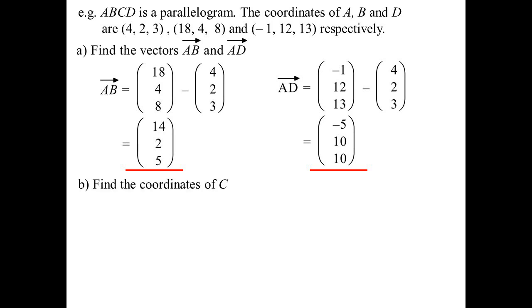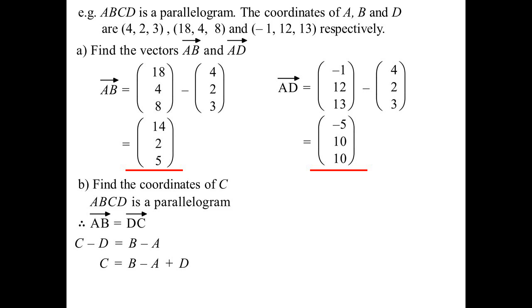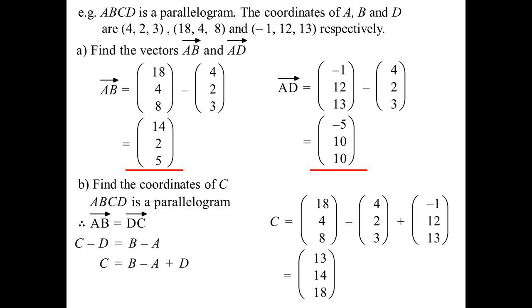Find the coordinates of C. Okay, so what do we know? It's a parallelogram. So I know opposite sides are equal and parallel. In other words, they are the same vector. So the vector AB is the same as the vector DC. So C minus D is equal to B minus A. We're trying to find the coordinates of C, so I'll move the D over, and I'll just substitute in the vectors that we know. So it's B minus A plus D, read across each line, and we now have (13, 14, 18). Haven't answered the question yet, because that's the vector.